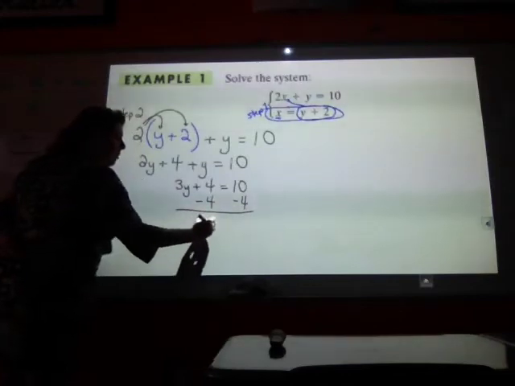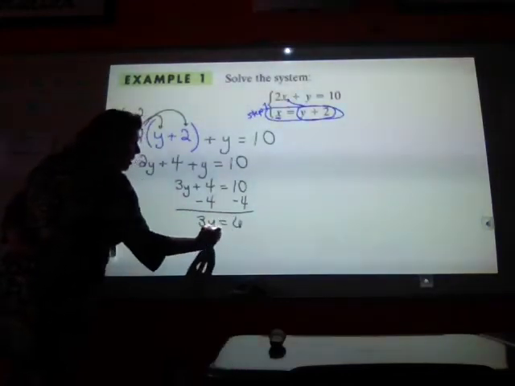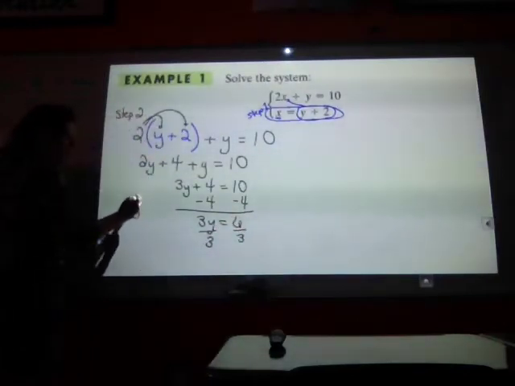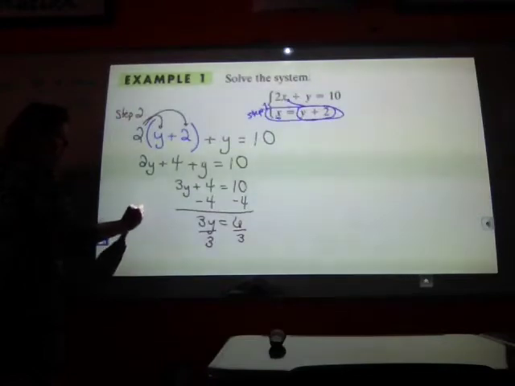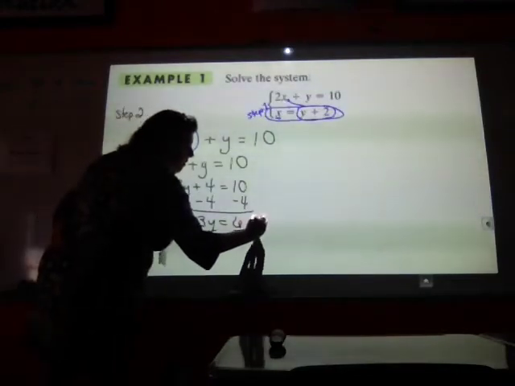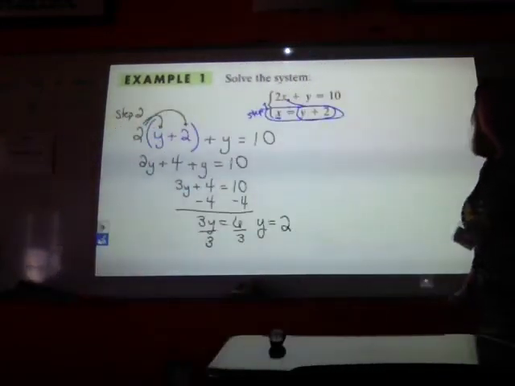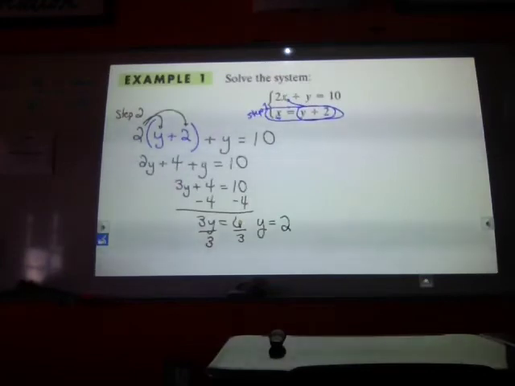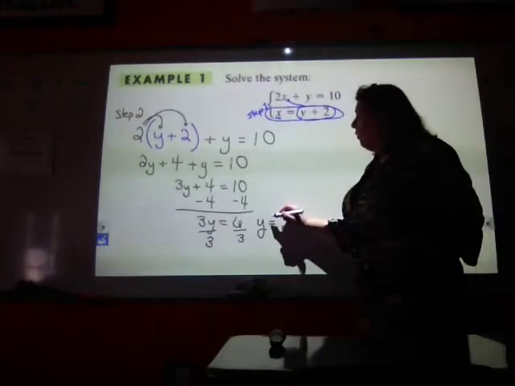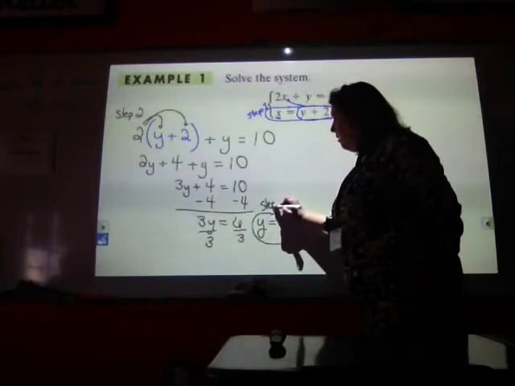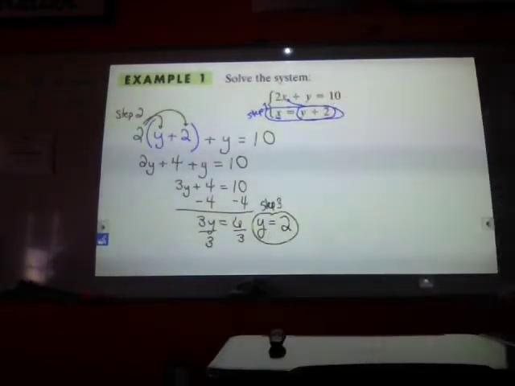3y is now going to be equal to 6. I'm going to divide by 3, and all of a sudden I have y equals what, 2? So everybody agree with that? So y equals 2. So far so good? This y equals 2, that's step 3. That's where I solved for my variable. And I got an answer for y.